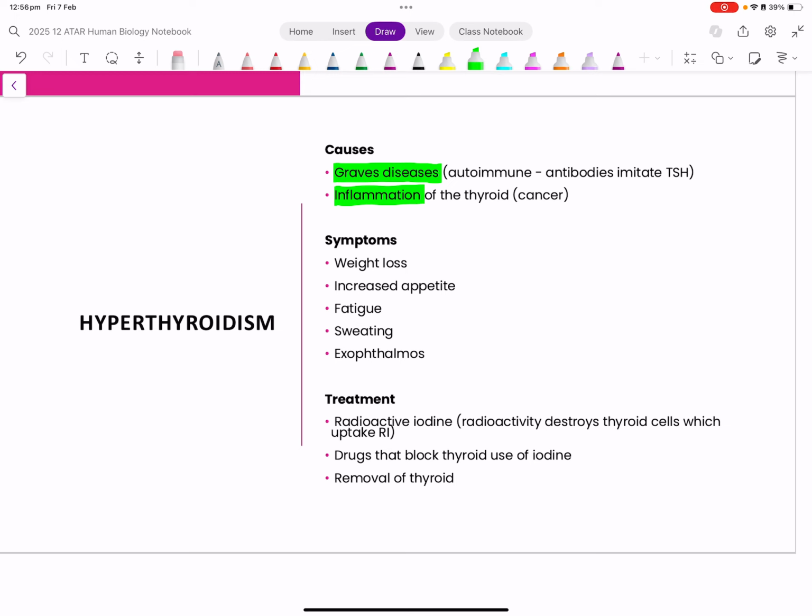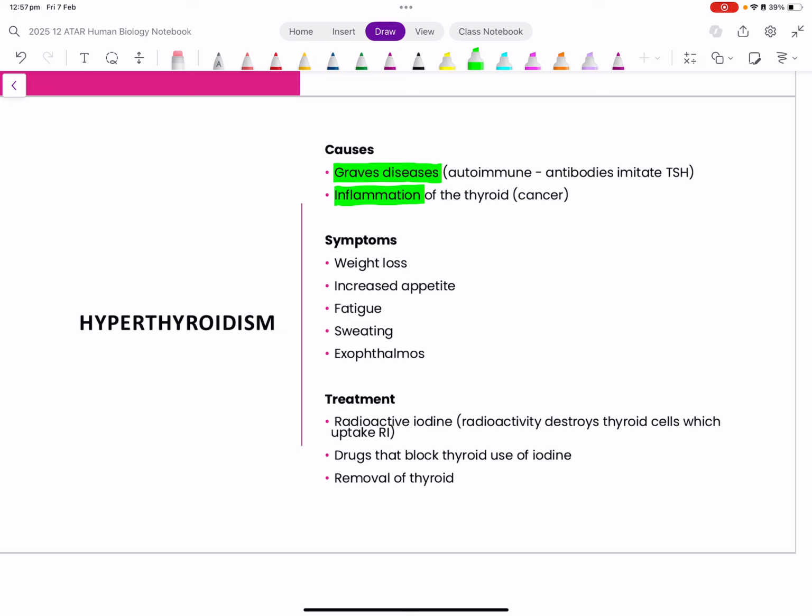Now, as a consequence of all of this, their body temperature is going to increase quite dramatically. And as their body temperature increases, the body is going to try and cool them down in different ways, such as through sweating. Finally, exophthalmos is a swelling around the eyes, and it's a symptom of Graves' disease. This occurs when excess hormones build up in the muscles and tissues behind the eyes, and it causes them to swell in their eye sockets.